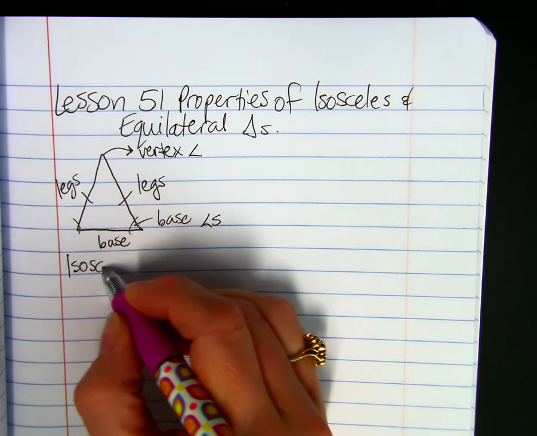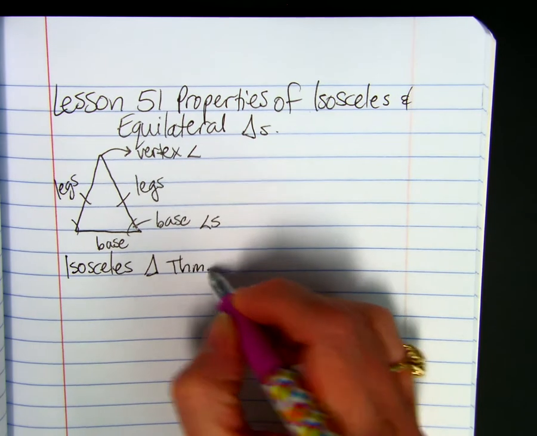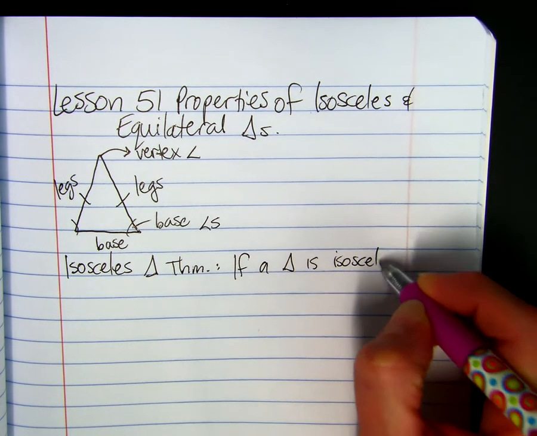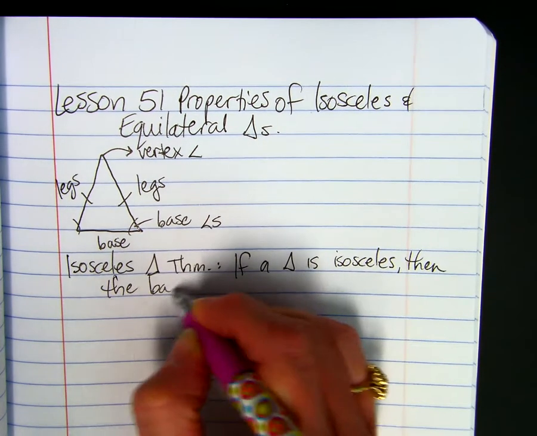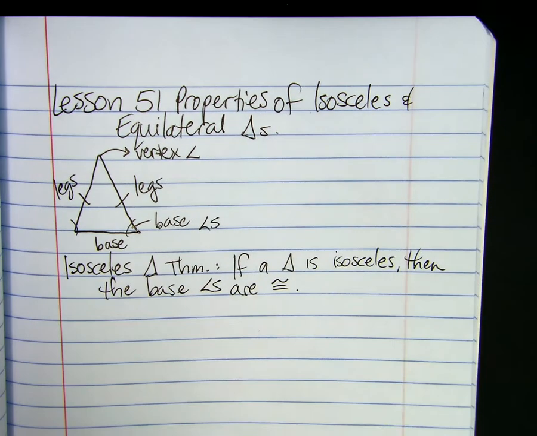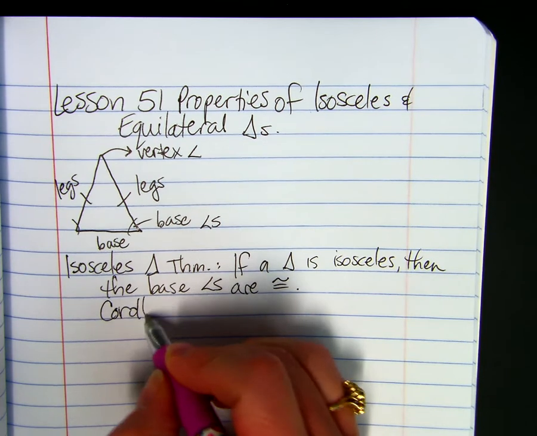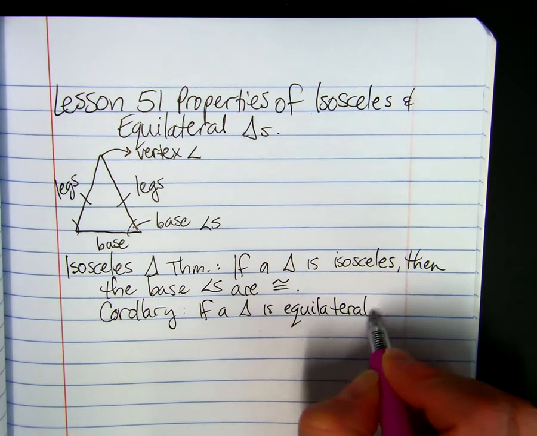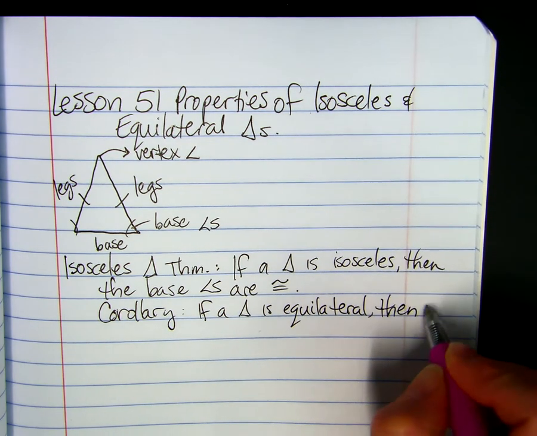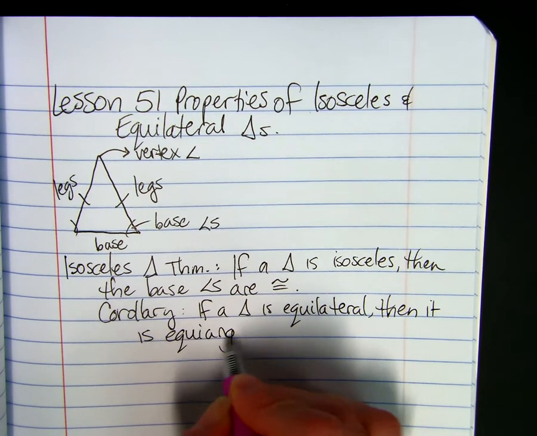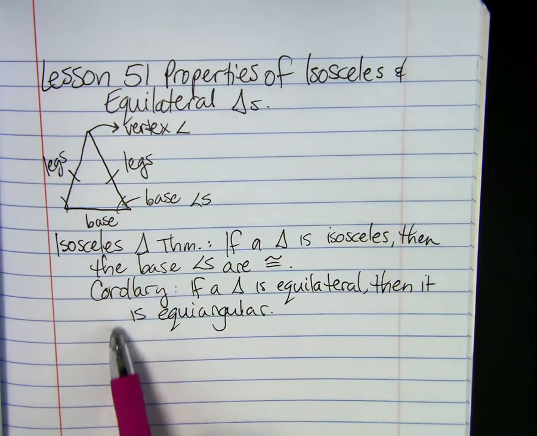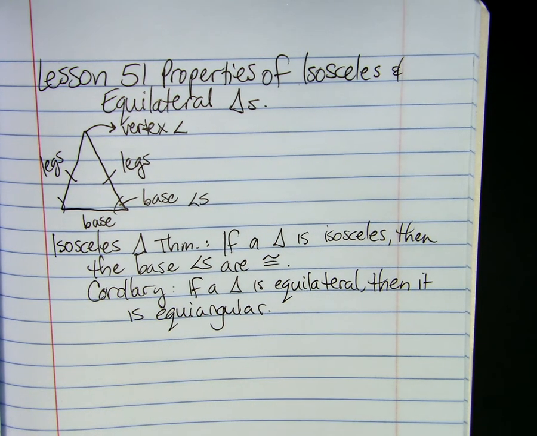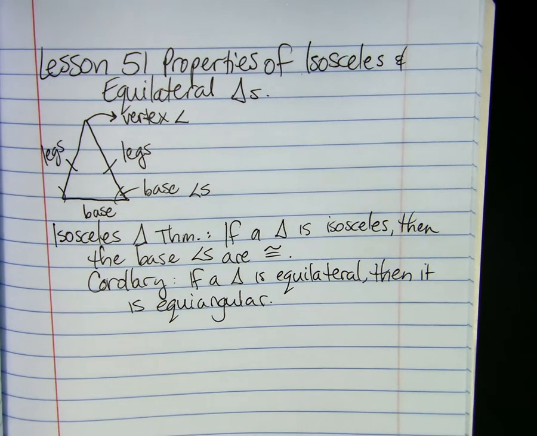There is what's called an isosceles triangle theorem. If a triangle is isosceles, then the base angles are congruent. Then there's a corollary to that theorem that states if a triangle is equilateral, then it is equiangular. It's a corollary because if it's equilateral, then it's still isosceles, but since every side is congruent, all the angles will be considered base angles. So they'll all be the same.